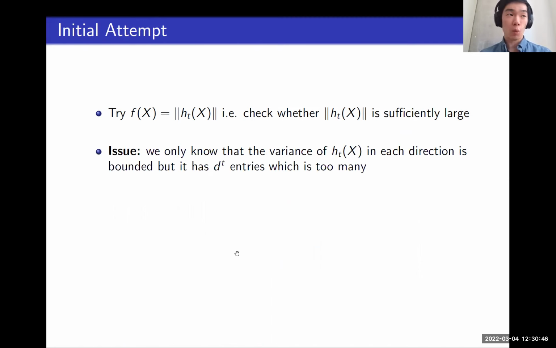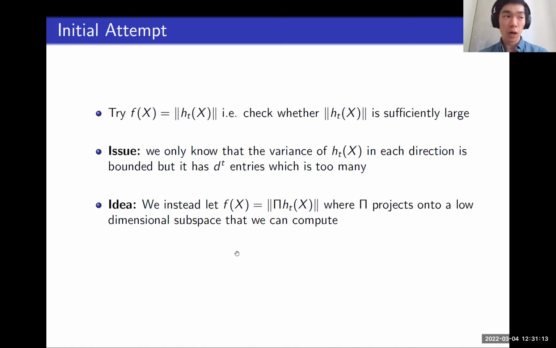So why doesn't this work? The reason is that the Hermite polynomial tensor has d to the t entries. We know that its variance in each direction is bounded by some polynomial, but because it has d to the t entries, its overall norm can still deviate by a quasi-polynomial amount. So measuring the norm of the tensor will not work. However, what will work is that we can measure the norm of the tensor projected onto some low dimensional subspace.